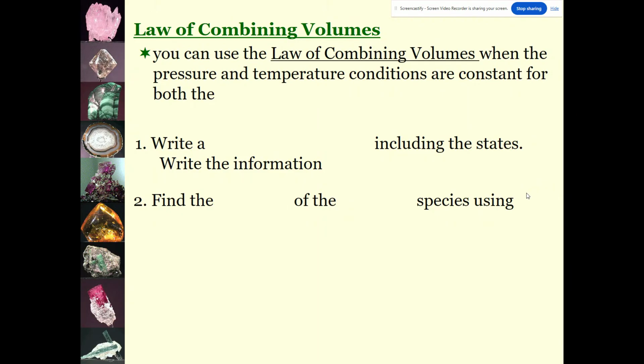Remember, in those questions, our 4 steps were to write the balanced equation, find the moles of the given with either mass over molar mass or C times V, find the moles of your wanted by applying the wanted over given balancing coefficients, and then find the final answer, whatever it is you're looking for. Well, the law of combining volumes is an exception to those 4 steps, okay? And you can use this formula only if you have gases that are at a constant temperature and pressure.